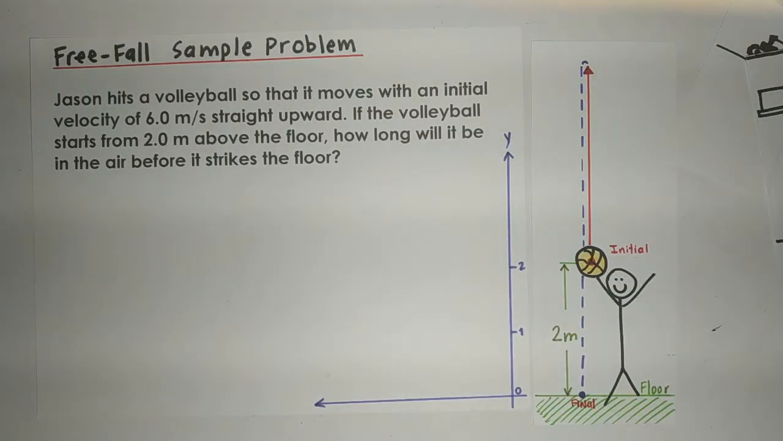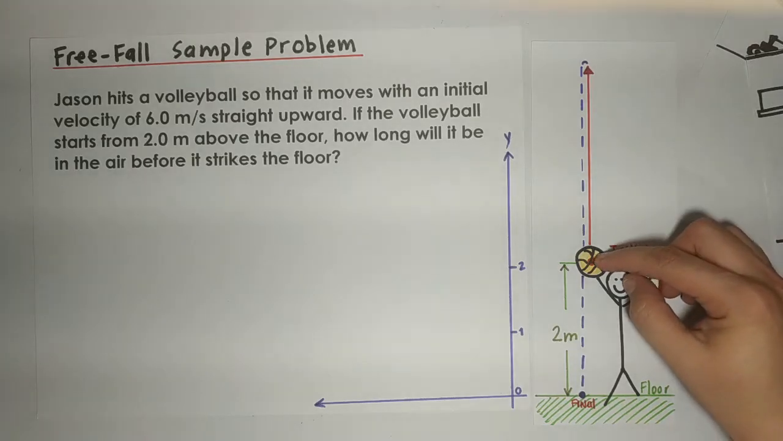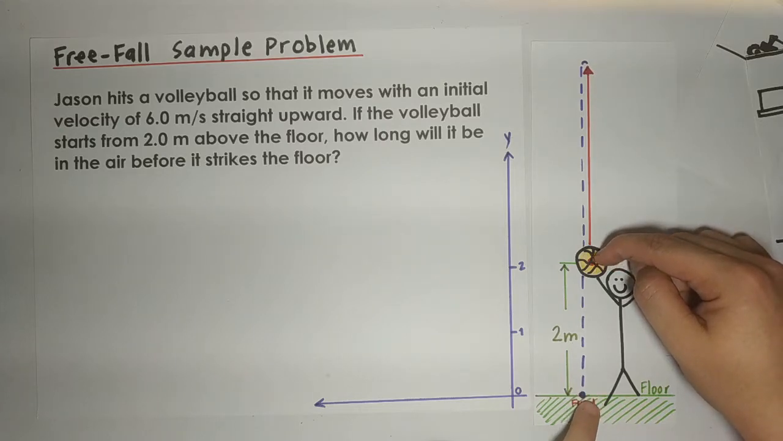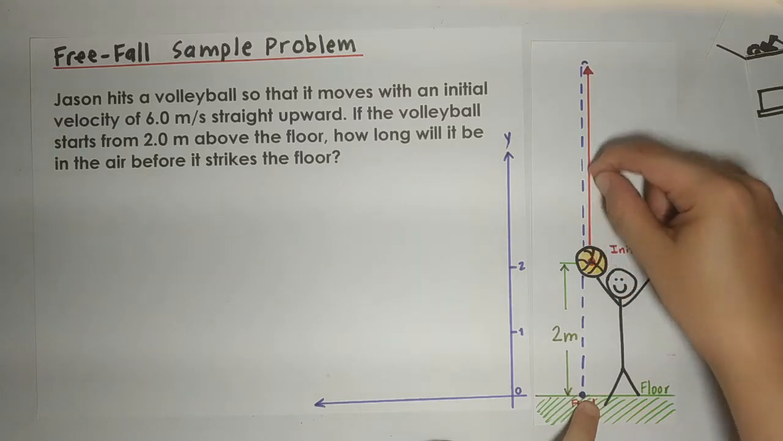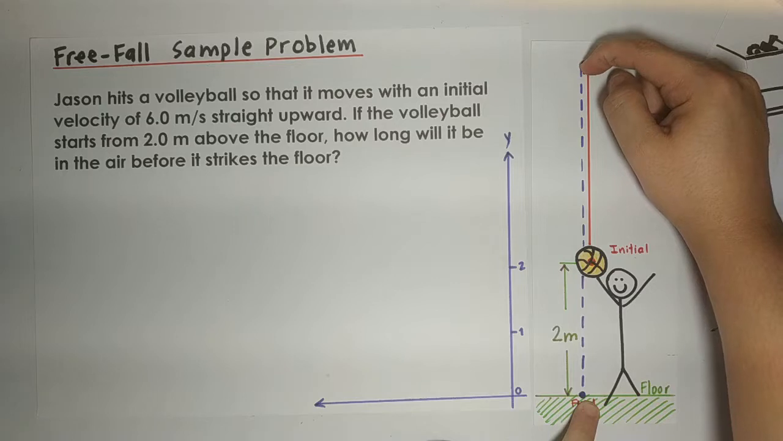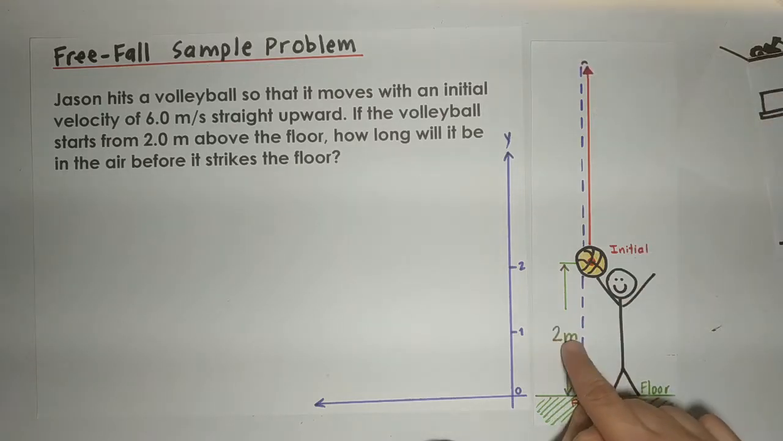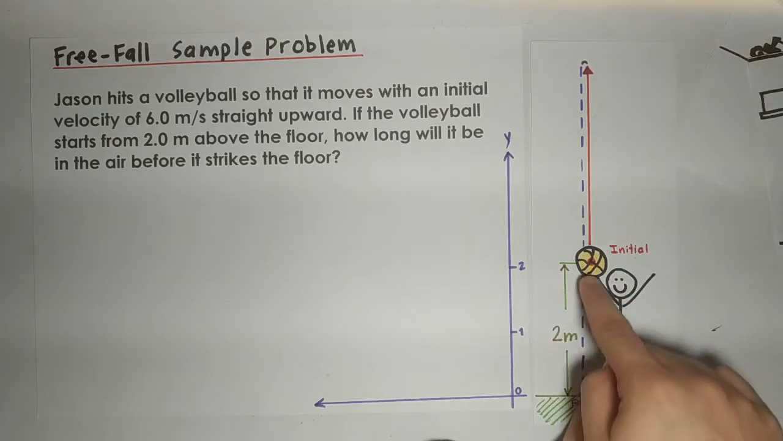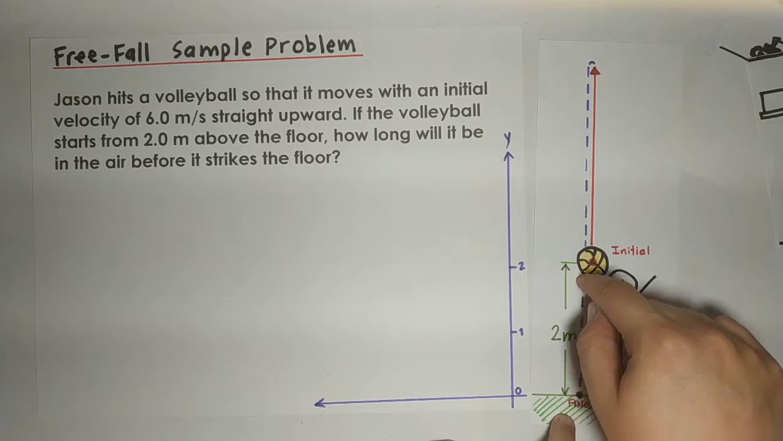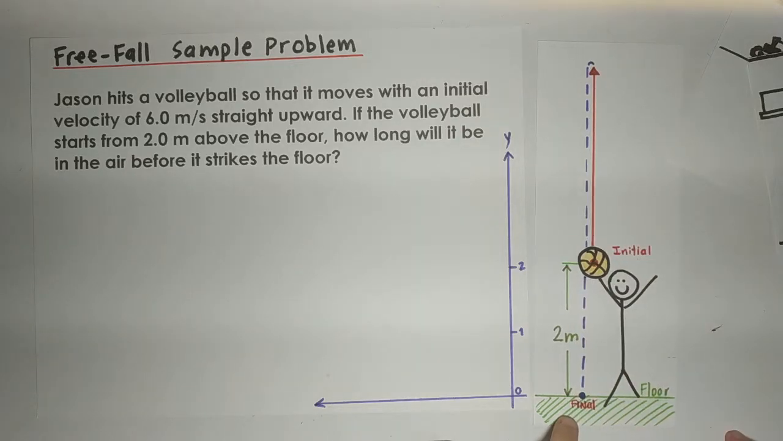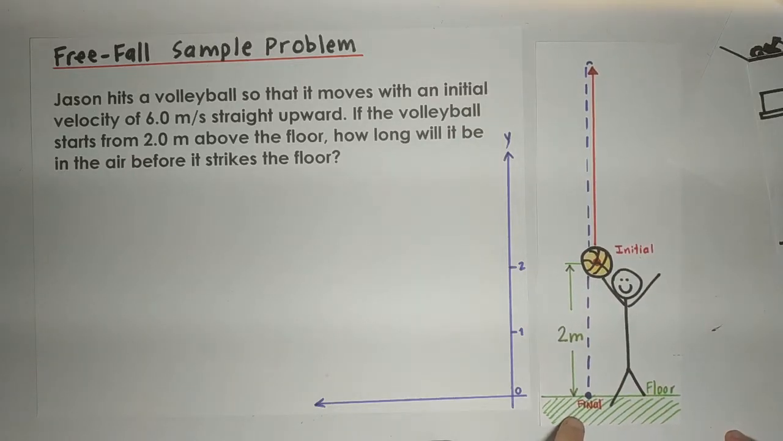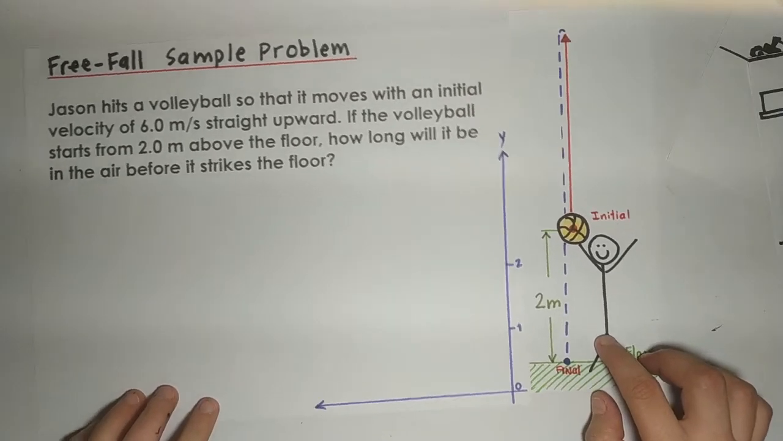We have a free fall sample problem. Jason hits a volleyball so that it moves with an initial velocity of 6 meters per second straight upward. If the volleyball starts from 2 meters above the floor, how long will it be in the air before it strikes the floor? So let's take a look.